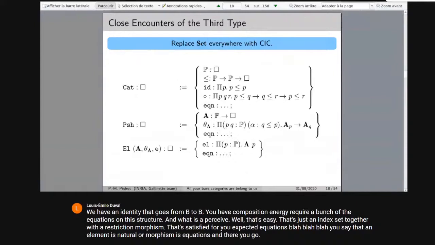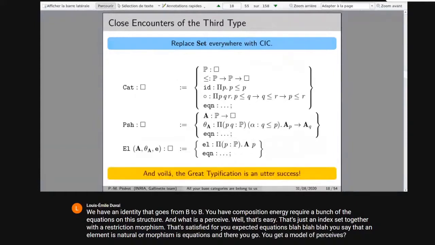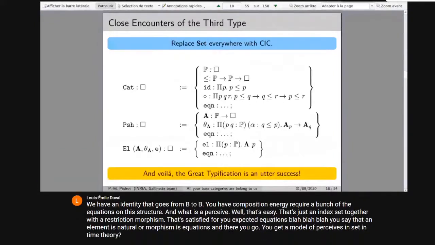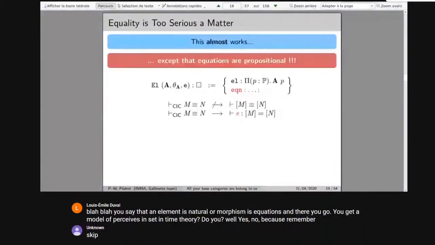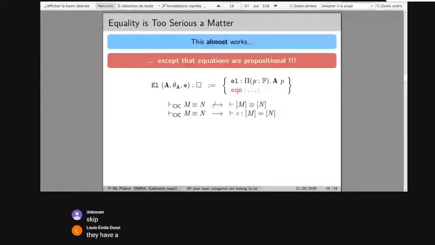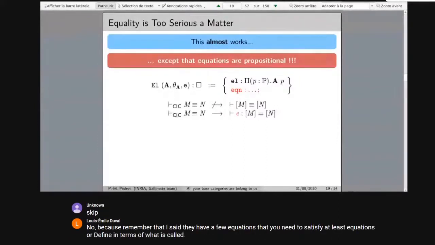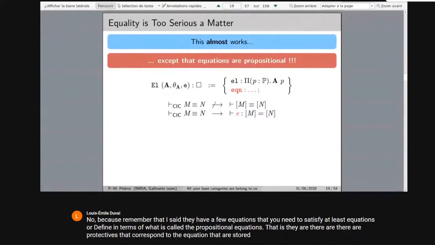You get a model of presheaves set in type theory. Do you? Well, yes and no, because remember that I said that you have a few equations that you need to satisfy, and these equations are defined in terms of what is called a propositional equation. That is, they are proof terms that correspond to the equations that are stored inside the term.